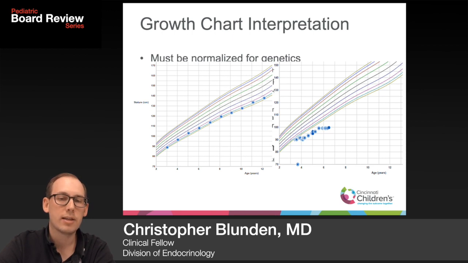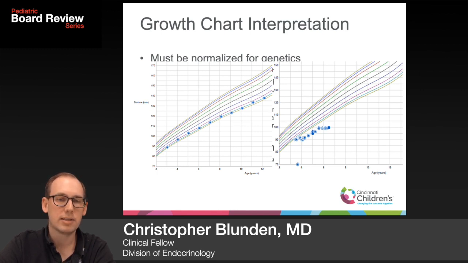Whereas on the right, this child's growth percentile is also low, but they're falling further and further from the normal curve and have a lower growth velocity than would be expected, and this is a more concerning condition.